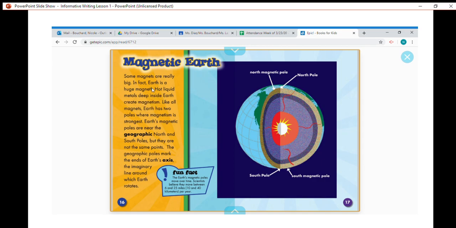I also notice that they're using true facts when they are writing. They're using real information. So for example, it says, like all magnets, Earth has two poles where magnetism is strongest. Earth's magnetic poles are near the geographic north and south poles, but they are not the same points. So those are real facts and information that they use in their writing.